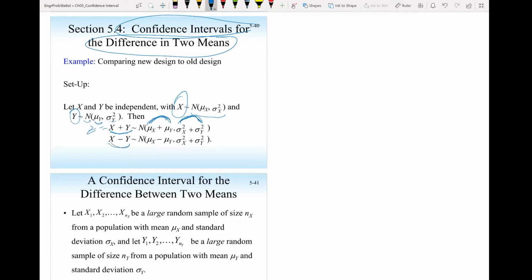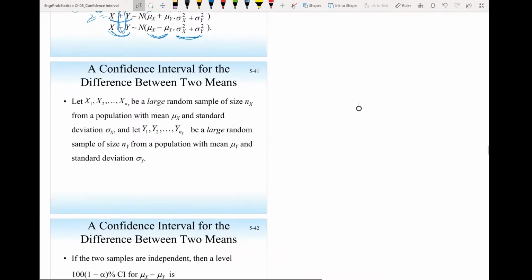If I find the difference x minus y, then the mean of x minus y will be the difference mu x minus mu y, and the variance will be the sum. As we did before, it doesn't matter if you add them or you subtract them, the variance will always be the sum. And we have covered these in previous sections. So let's apply some of these facts to the following.